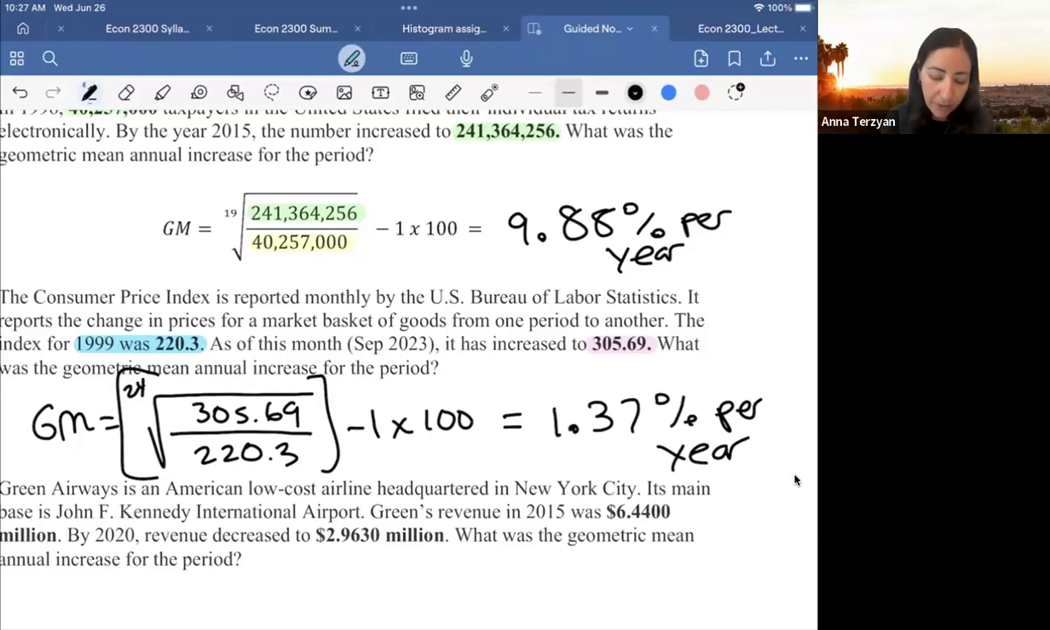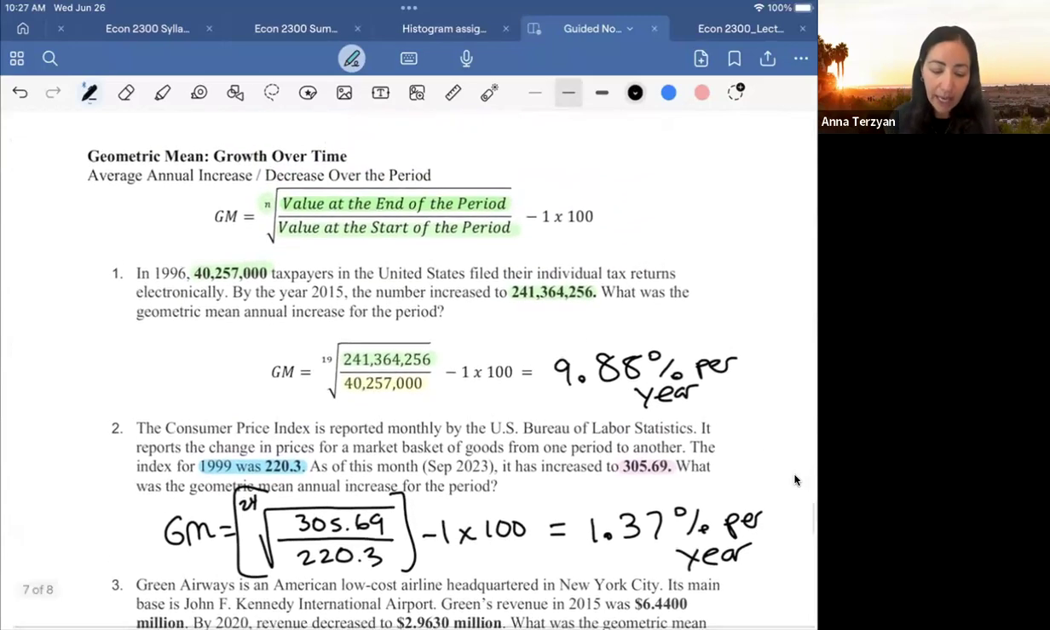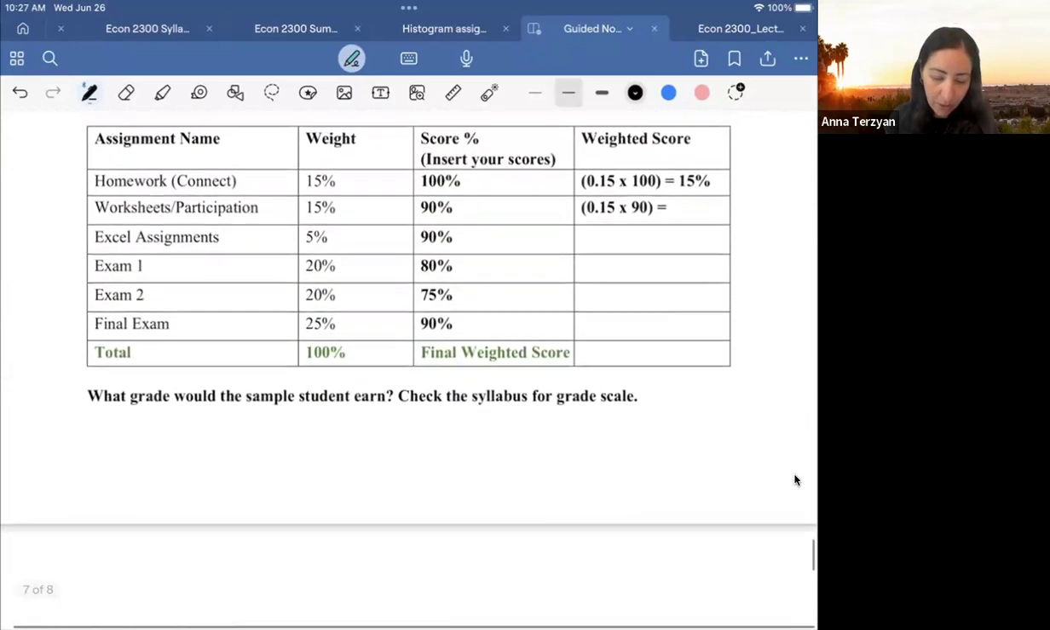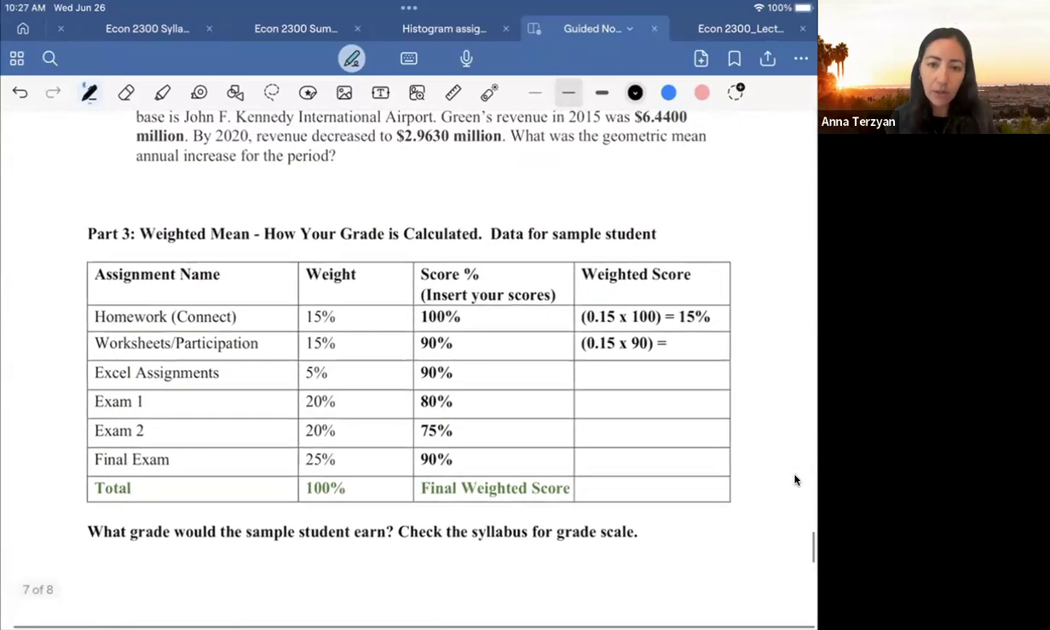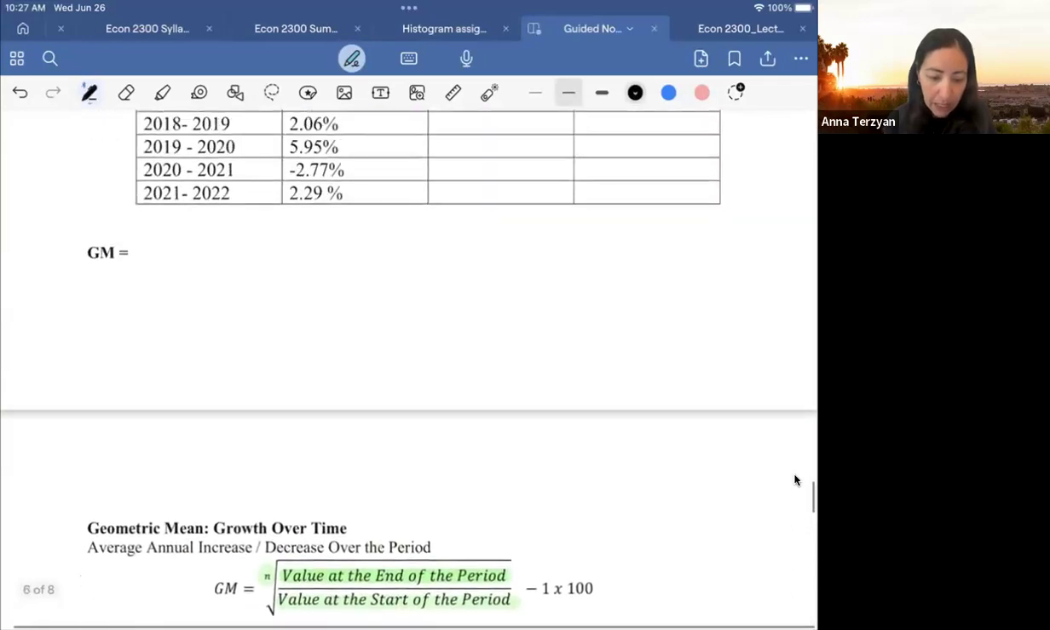Well, we know mostly it was probably around 2% a year, and then it really picked up from 2021 until 2023. That was where we had higher rates of growth. But that's basically the two types of geometric means that we'll be looking at. The weighted mean, I want you guys to just watch the video for the weighted mean, and it'll walk you through it. I'm not too fussed about that one.